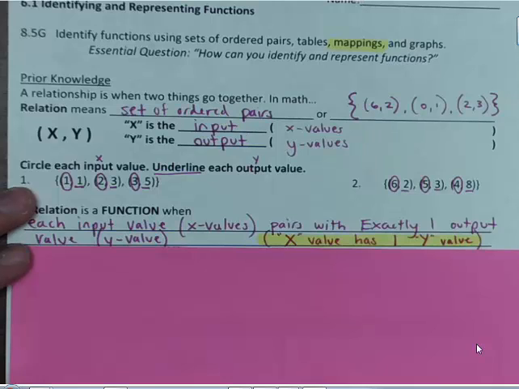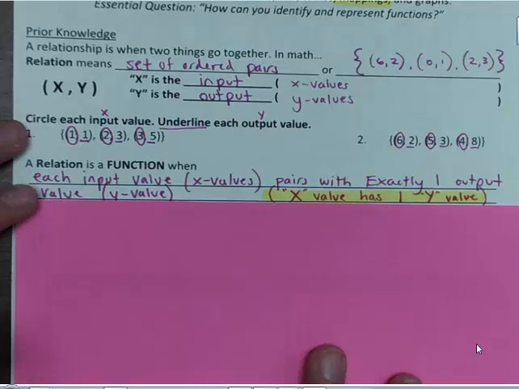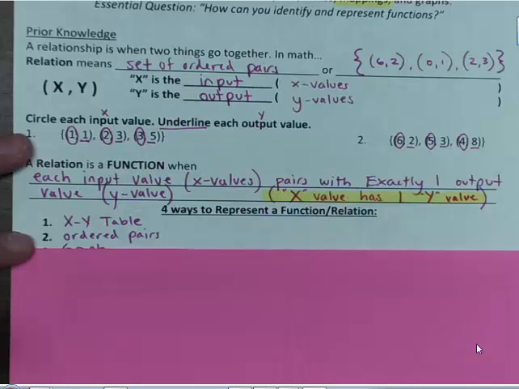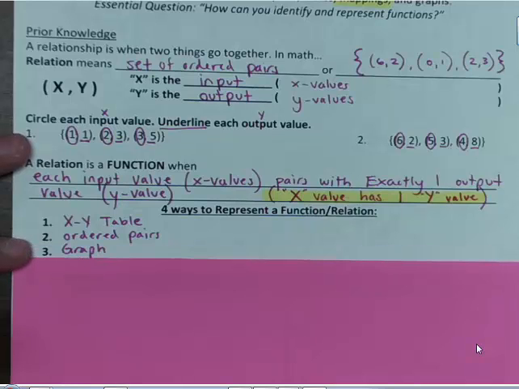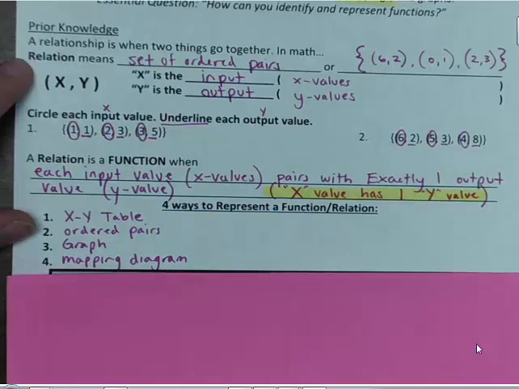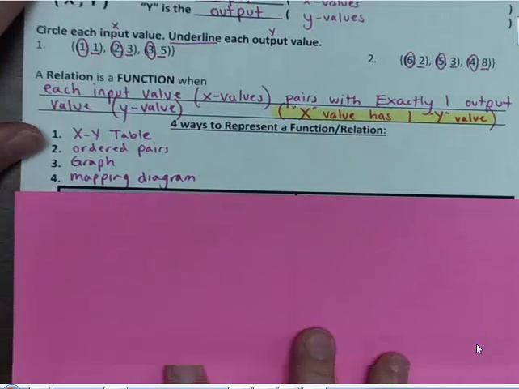Now there are 4 ways of representing a function or relation, and they're actually listed in the TEK. First way is an xy table. Second way is an ordered pair. Third way is a graph. And fourth way is a mapping diagram. So the first 3 are really familiar to us because we know how to identify functions and linear relationships from an xy table, ordered pairs, and graphs. Mapping diagram is a little bit new for us, but it's really easy and you guys will be professionals at this. So we're going to look at all 4 ways now.